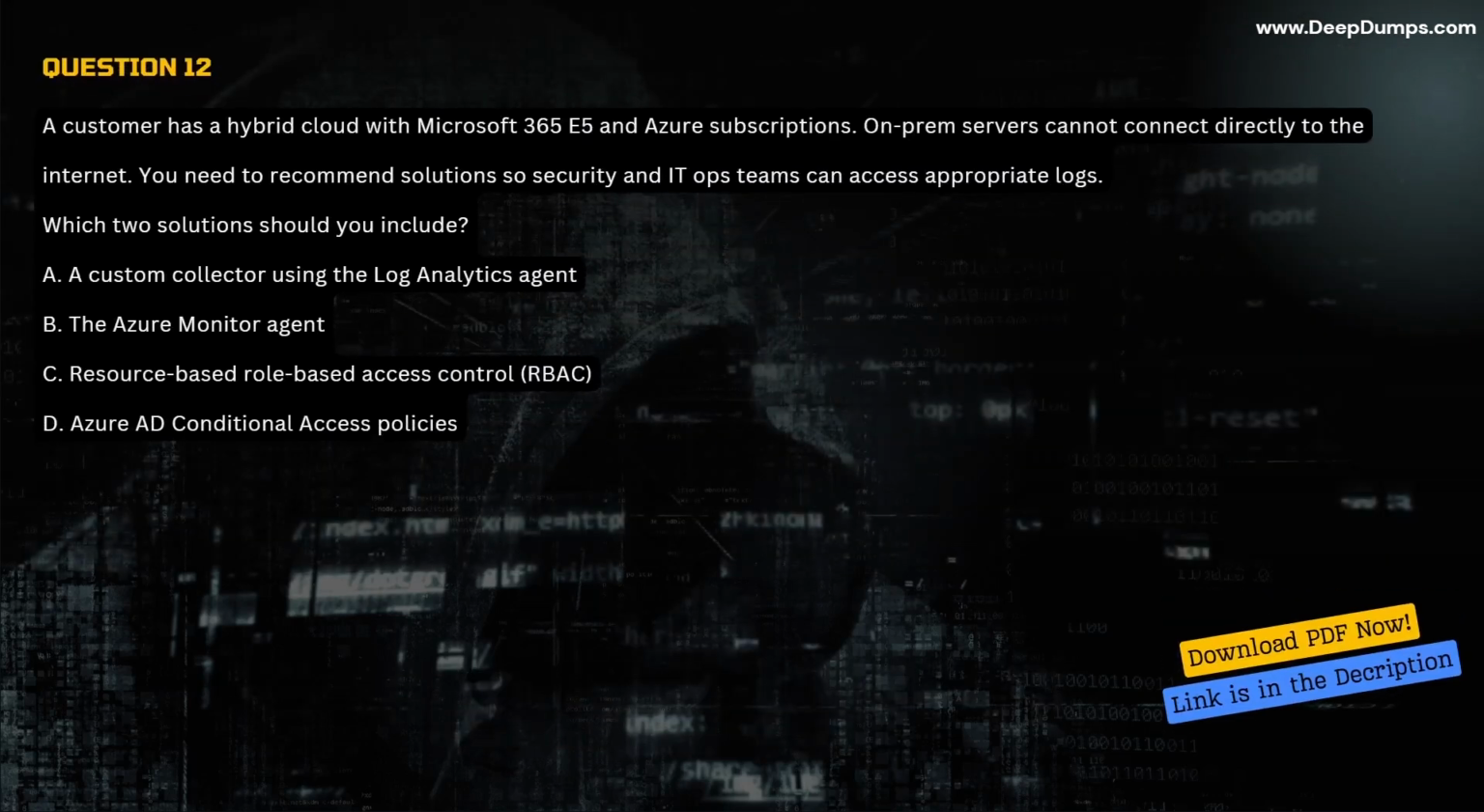Question 12. A customer has a hybrid cloud with Microsoft 365 E5 and Azure subscriptions. On-prem servers cannot connect directly to the internet. You need to recommend solutions so security and IT ops teams can access appropriate logs. Which two solutions should you include? A. A custom collector using the Log Analytics agent. B. The Azure Monitor agent. C. Resource-based role-based access control (RBAC). D. Azure AD conditional access policies.